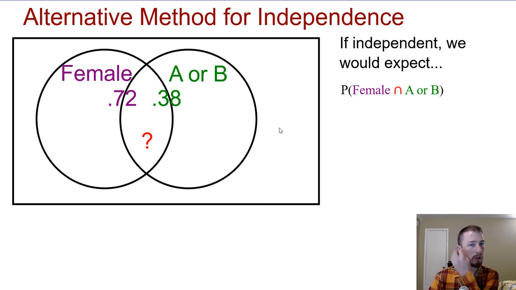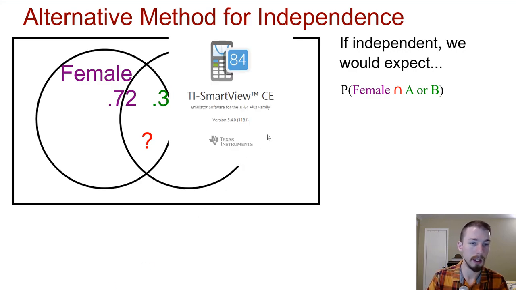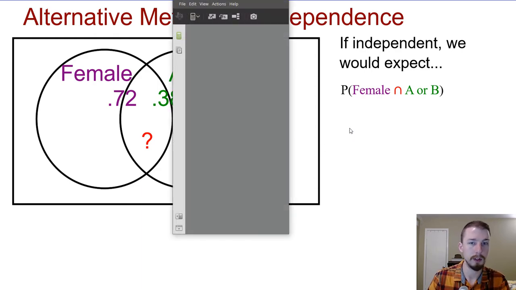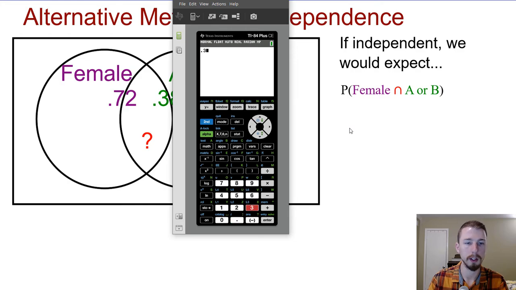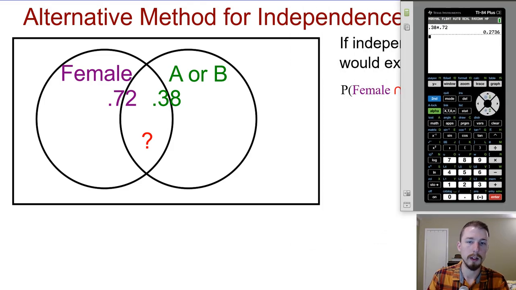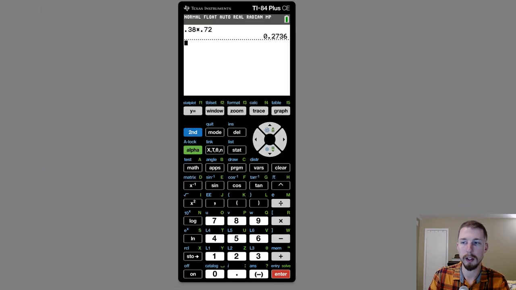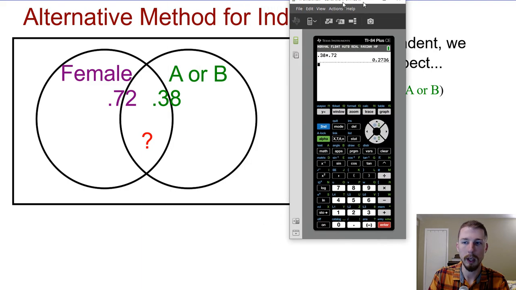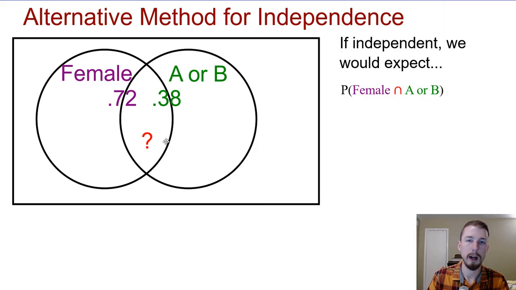All right, so what's an alternative method for testing for independence? Well, you can actually use a multiplication rule. So if these two were independent, then 38% of the 72% of the females would be both, right? So what's 38% of 72? Let me pull up my calculator, or 72% of 38. So 0.38 times 0.72, which will be 27.36. So that's a percent that we would expect using our multiplication rule if they were actually independent of each other.